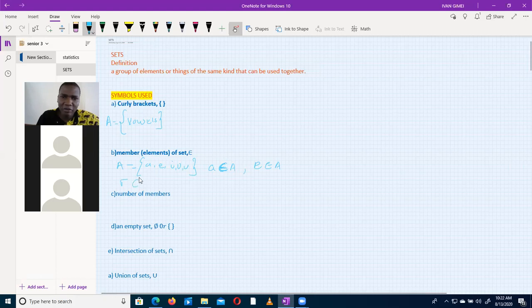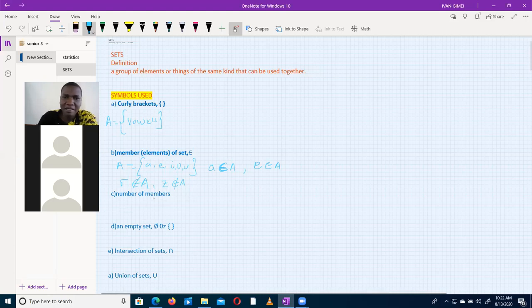This is how we write it. We use the same symbol, but then cross it. It is not a member of A. Z is not a member of set A. So that's how we use those symbols. Some questions will just ask you using those symbols, so if you don't understand them, you end up failing the question. So that's the symbol we use for a member of.